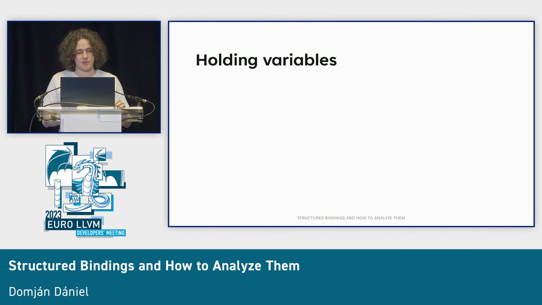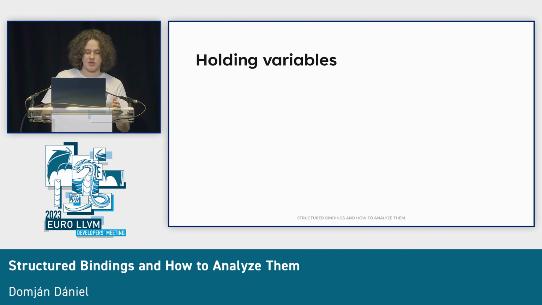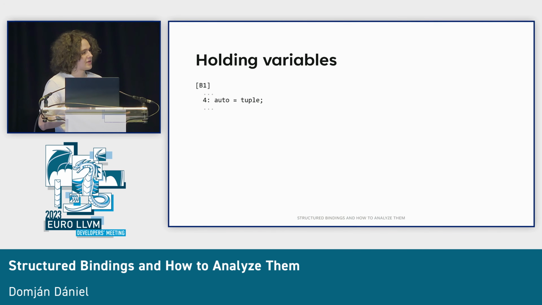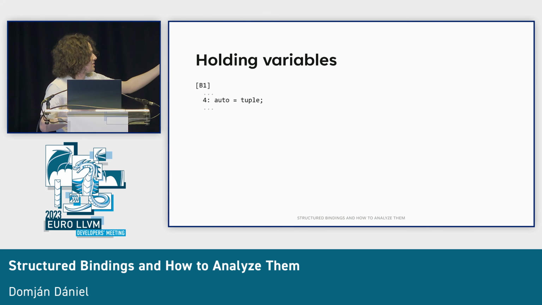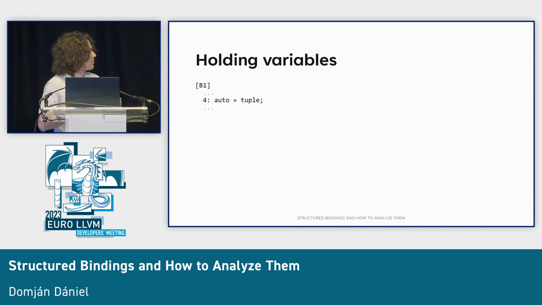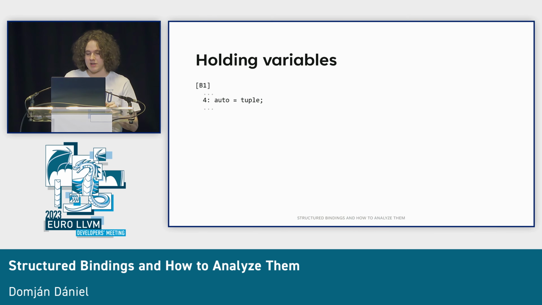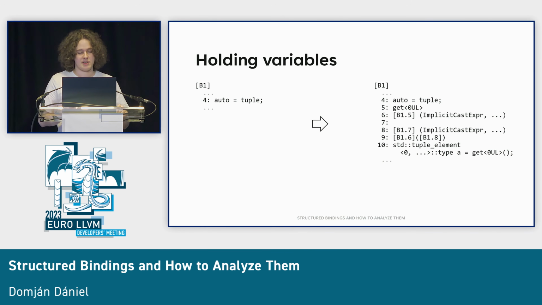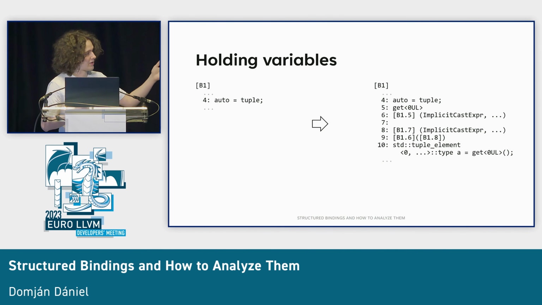Basically, I'd like to mention a quick thing about holding variables. Originally, they weren't part of the control flow graph. So initially, this is how a control flow graph of a binding to a tuple-like type looked. So the holding variables had to be added, and this is how the control flow graph looks now.